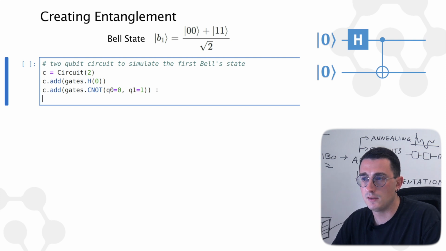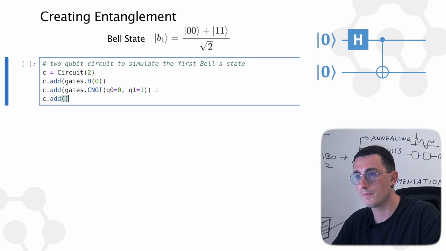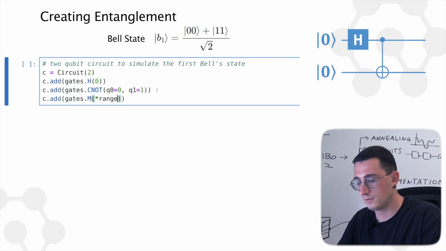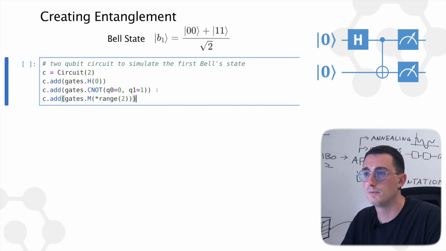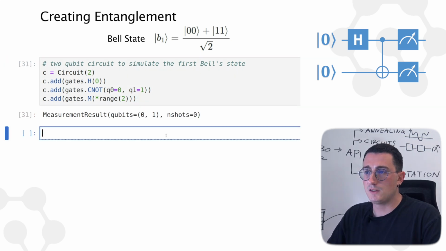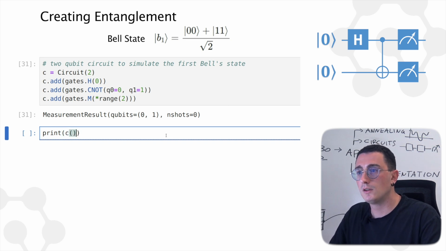Then we can finally add the measurement gate to the circuit. So we say C.add gates.M, and again we say star range 2, because we have 2 qubits. Perfect. So now we can print the final state and we see if we get what we expect. So we can type print C.execute with a certain number of shots equal to 1000 again.